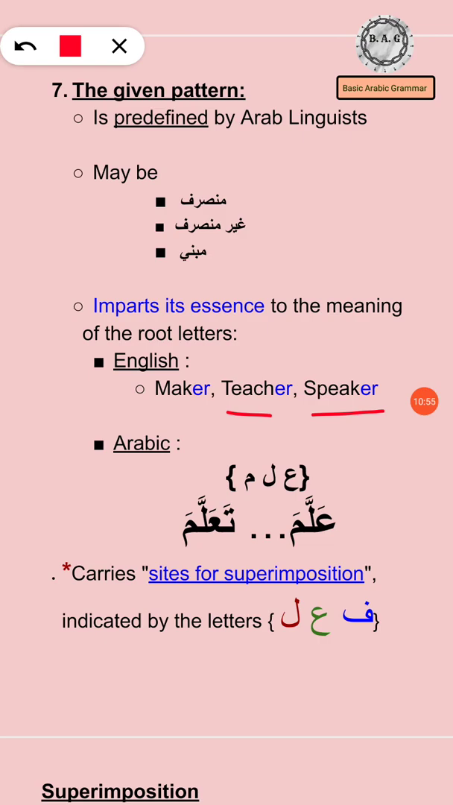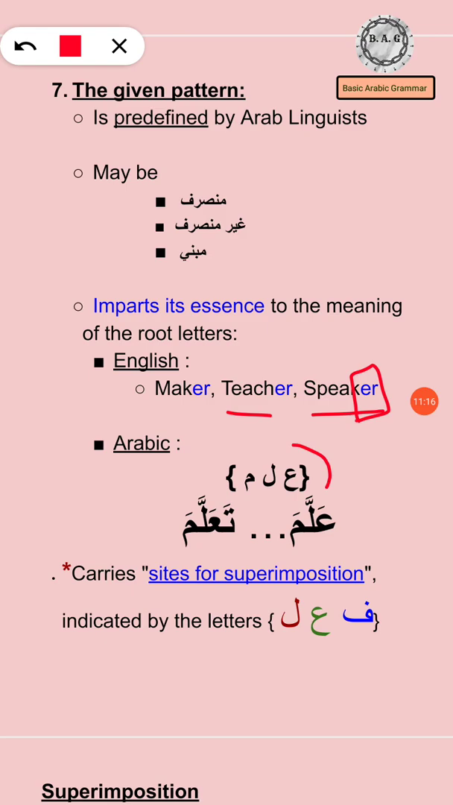Someone who writes is a writer, someone who reads is a reader, someone who examines is an examiner. So these kinds of things. This 'er' is a suffix that imparts its specific essence to the meaning of the root letters. Arabic is no different. What happens in Arabic?